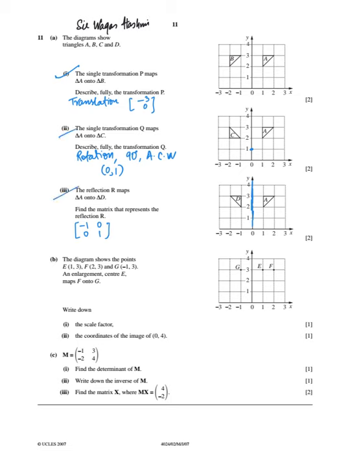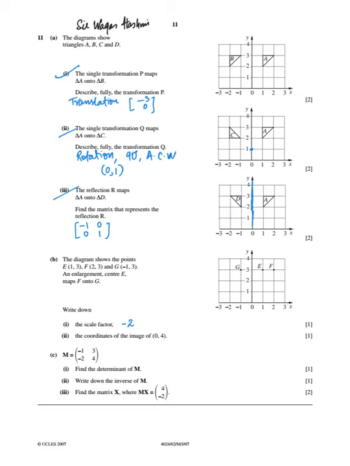After that, the diagram shows the points E, F, G and H. An enlargement center E maps F onto G. Write down the scale factor. So firstly observe that F is on the right side, and after enlargement it is on the left side with respect to your center. That indicates that the scale factor is negative, right? Now the distance of new point is 2 units, the distance of old point is 1 unit. That means the scale factor is -2.